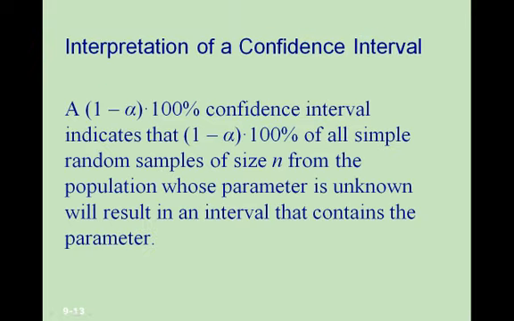A confidence interval indicates that the stated percent of all simple random samples of size n from the population whose parameter is unknown will result in an interval that contains the parameter. So for example, if we're doing a 95% confidence interval, then we're saying that 95% of all of our simple random samples of size n, whose parameter is unknown, will result in an interval that contains the parameter.